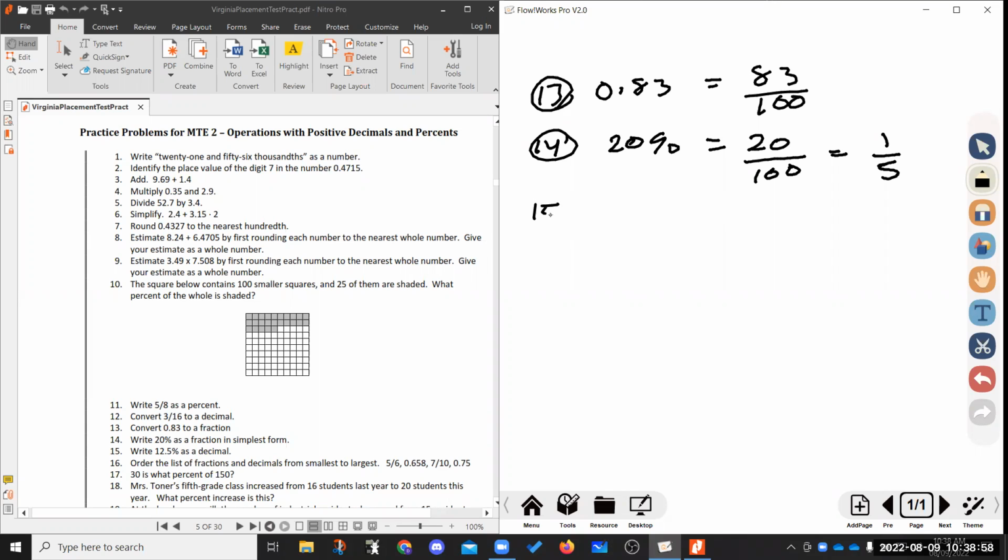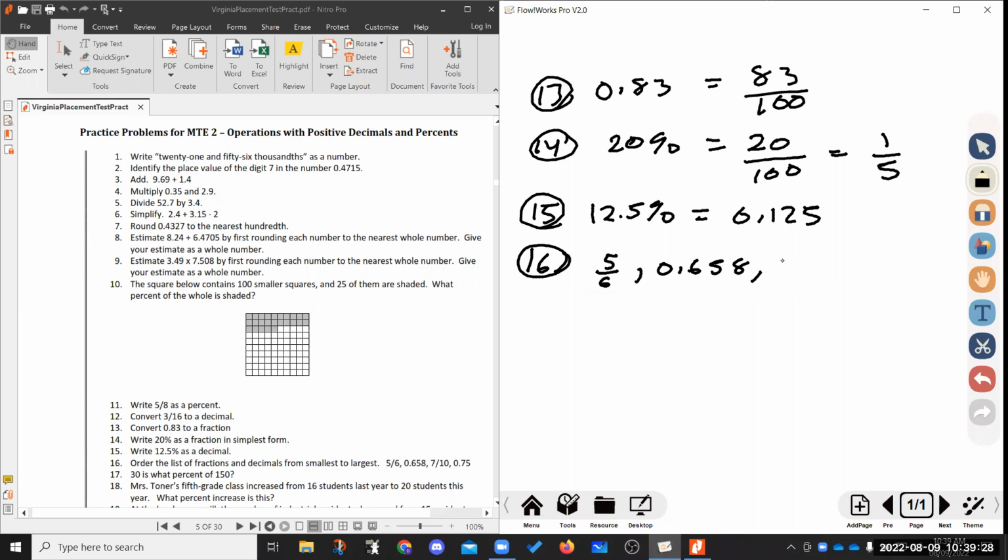Now they want us to write 12.5% as a decimal. That's 12.5% is 125 thousandths. Now they want us to list these numbers in order from smallest to largest. We start off with the list 5/6, 0.658, 7/10, 0.75. It's usually easiest to compare everything in decimal form.